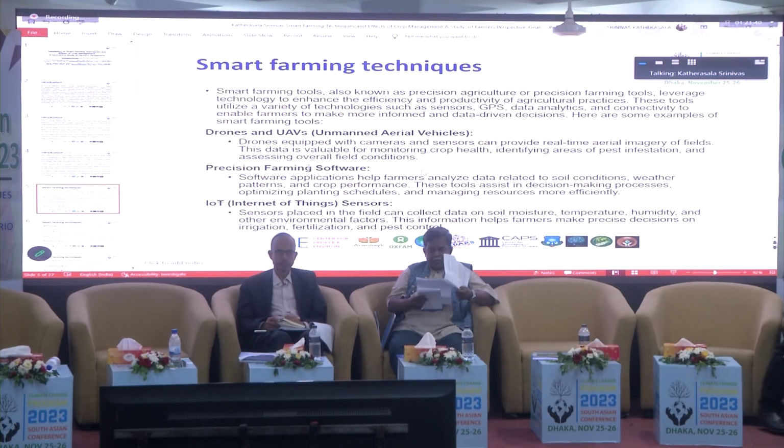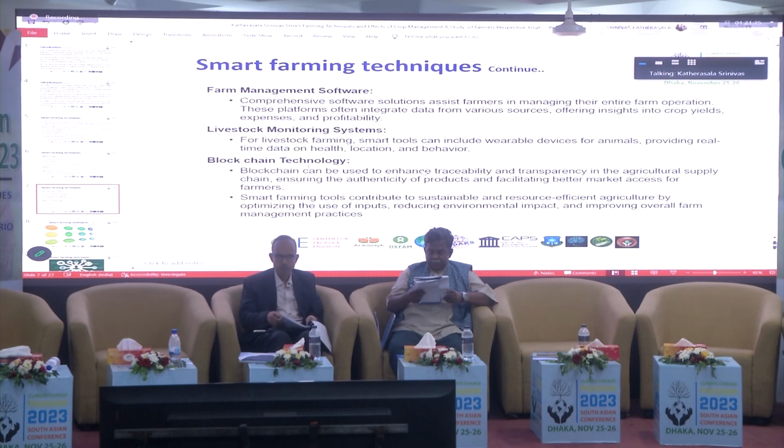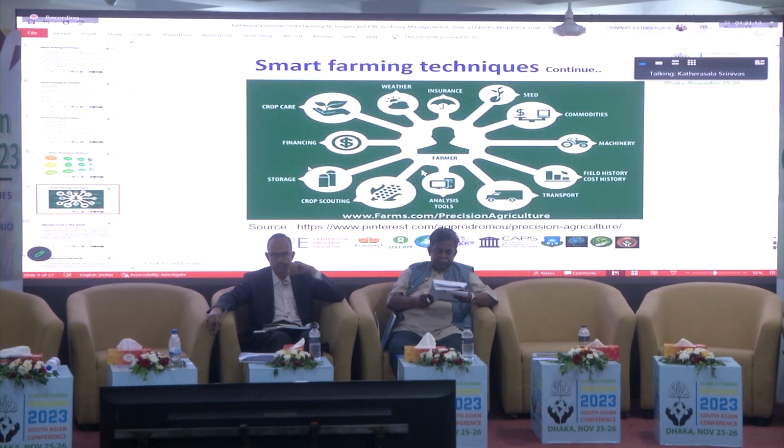We use different types of techniques in smart farming, such as drones, precision farming software, IoT, Internet of Things, GPS technology, automated machinery, robotics, and forecasting. Farm management software, livestock monitoring systems, and blockchain technologies. Also we have some illustration of how we adopt the farming, what the effects and the defects of the farming technologies are, and what the basic things are about farmers regarding weather, insurance, seeds, commodities, and machinery.